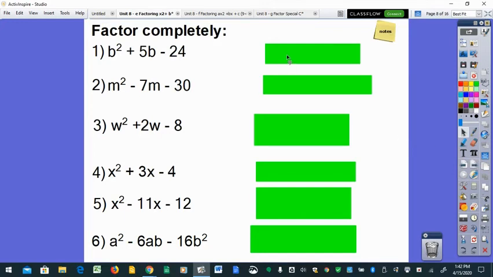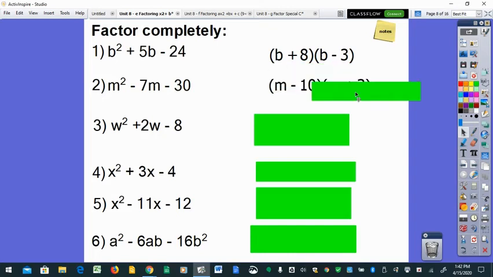Okay, guys, let's take a look at this first one. (b+8)(b-3). Now, if you put b minus 3 in front of b plus 8, that's the same answer. But what is not the same answer is if you put b minus 8 and b plus 3. That would end up giving you a minus 5b, and that would be incorrect. So be careful with your signs.